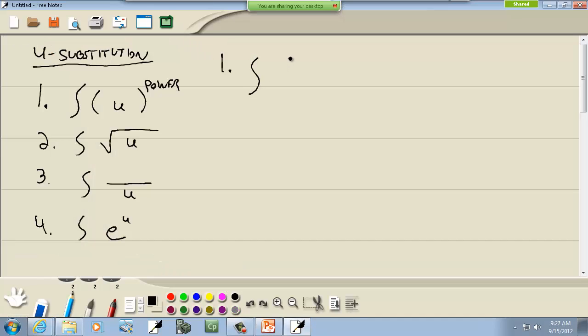Our first one, I got the integral of 5 over x minus 3 to the third power dx. Well, here we have parentheses to a power, so I'm going to let u equal to what's inside the parentheses, which is x minus 3. I'll take the derivative of that. The derivative of x minus 3 gives me 1. And then I put dx on. Well, the dx is already there. The 1 is trivial. So the 5 I'll put out in front.